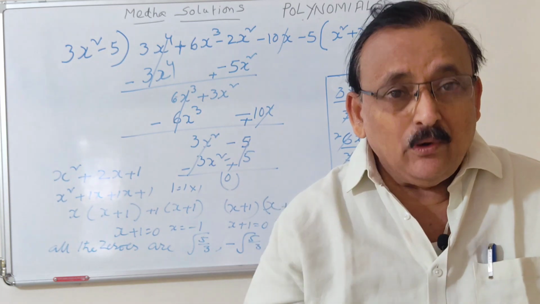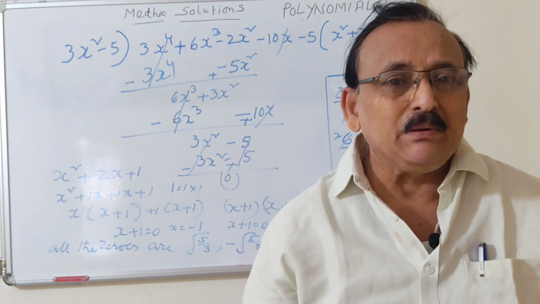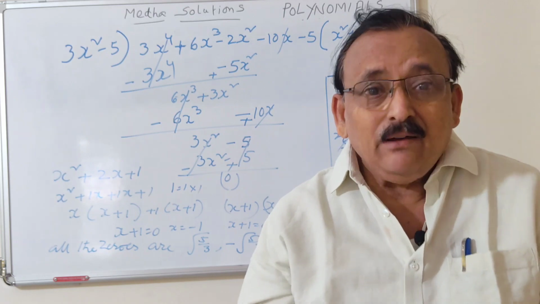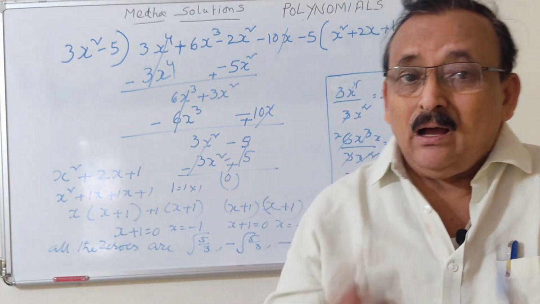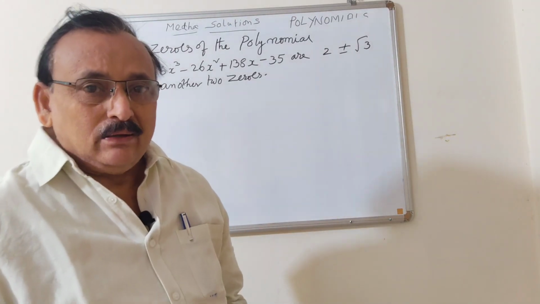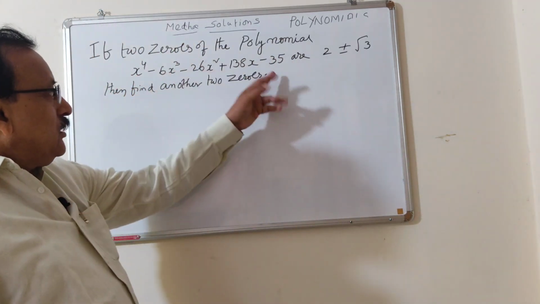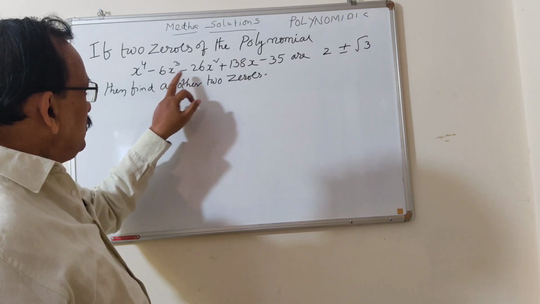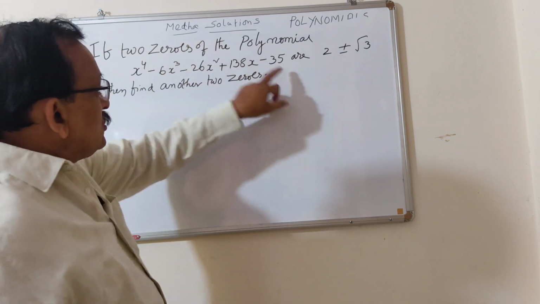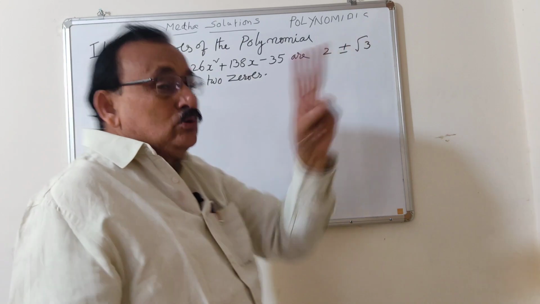And once again I am going to explain one more typical sum. If you learn that sum also, you can easily find the other two zeros of a biquadratic polynomial when two zeros are given. Now students, coming to the other sum, this is also a biquadratic polynomial, x⁴ minus 6x³ minus 26x² plus 138x minus 35. The two zeros are 2 plus or minus root 3.